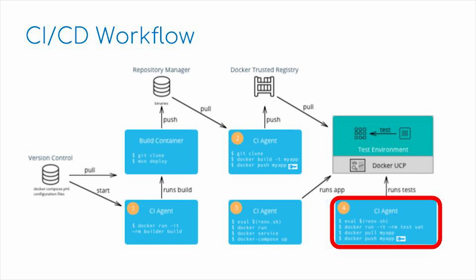And finally, testing the application. The CI agent deploys a test container to test the application deployed in the previous step, and if all the tests pass, then the image can be signed with a QA signature by pulling and pushing the image to Docker Trusted Registry. The push triggers the operations workflow.